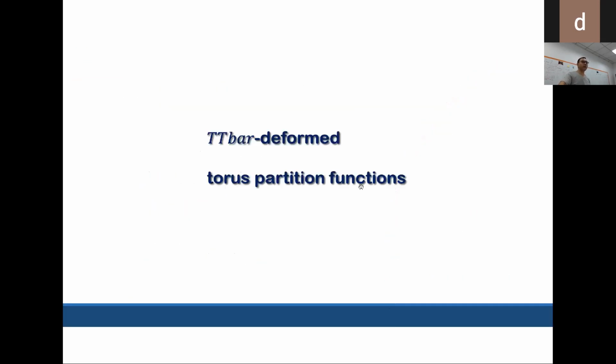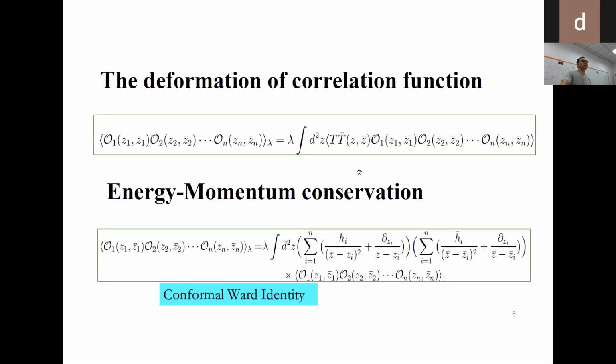If no more, we will try to construct the TT bar deformed torus partition function. We mainly focus on the TT bar deformed torus partition function. Previously we tried to construct the correlation function in the CFT. We put the TT bar deformation on the CFT; the seed theory is a CFT. The first order correction from the TT bar deformation to the correlation function is like this: you just put the TT bar deformation into the original CFT correlation function, since the TT bar deformation satisfies the conformal identity.